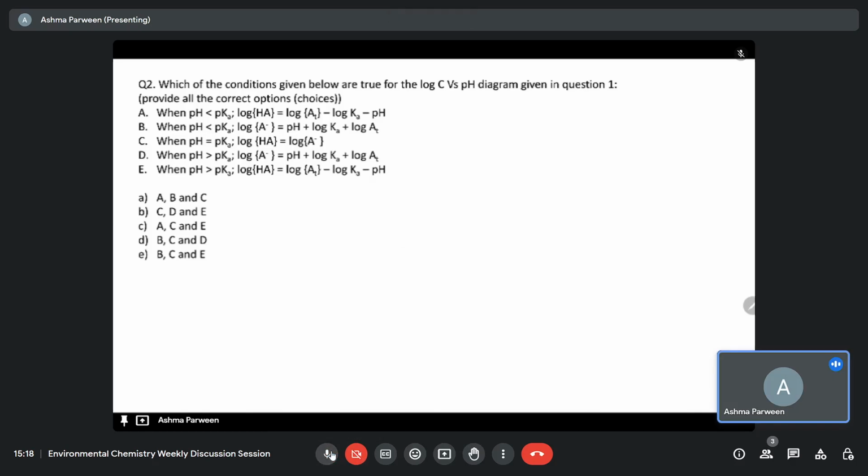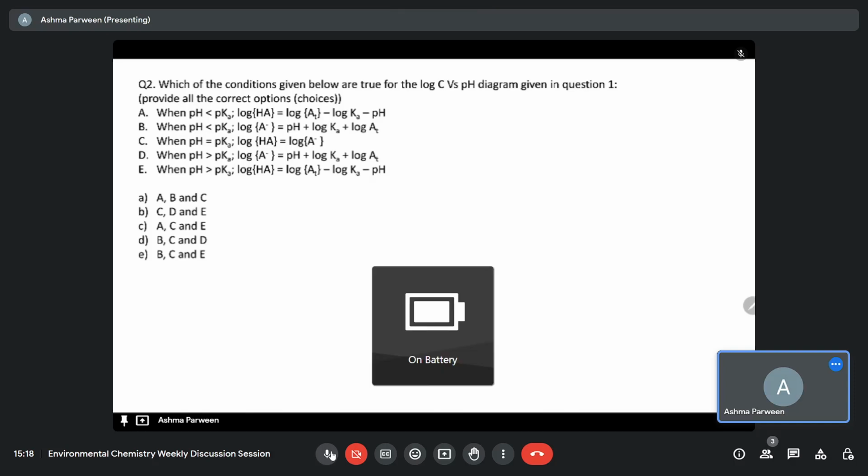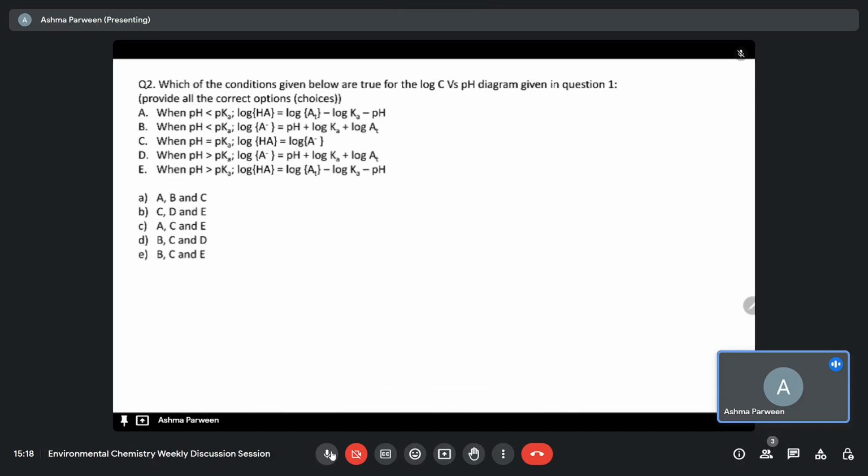Let's start with the cases. We will have 3 cases: when pH is less than pKa, pH equals pKa, and pH greater than pKa. Let's first find the equation for pH less than pKa. I will give you 5 minutes. Please try to find the relation between the concentration of the deprotonated and protonated form and the pH.